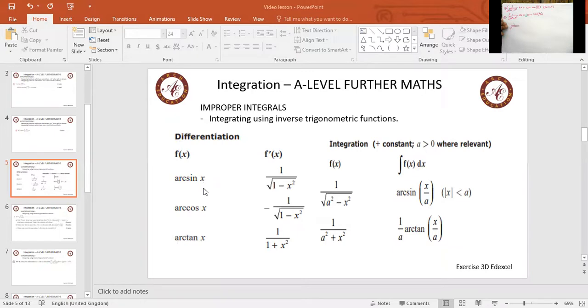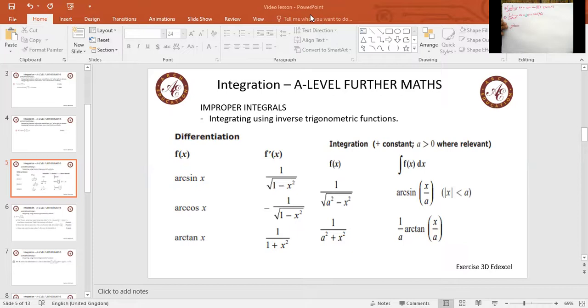Differentiation of these three inverse trigonometric functions is given as this, and integration of two of them is given as this. A couple of things I would like you to note here. When there's a square root at the bottom, you don't have that coefficient 1 over a. When there's no square root at the bottom, the coefficient is 1 over a. It's as simple as that.